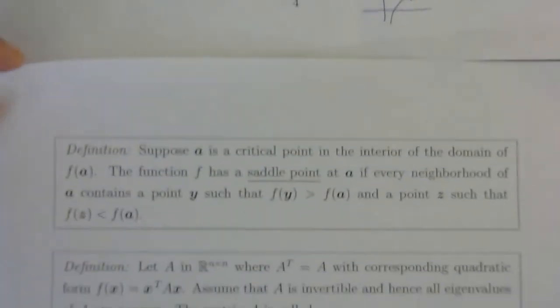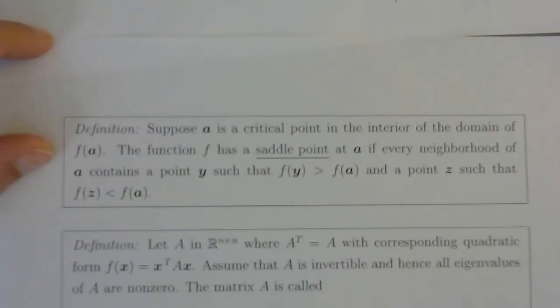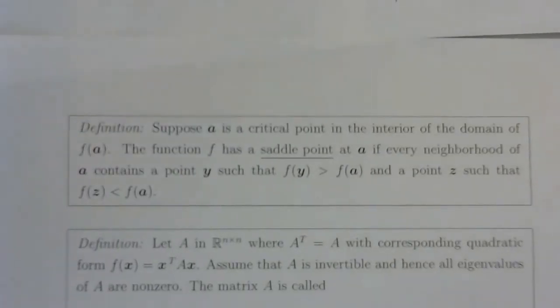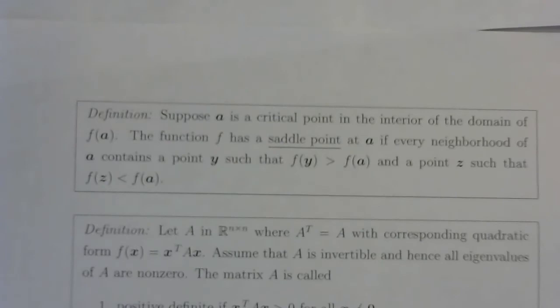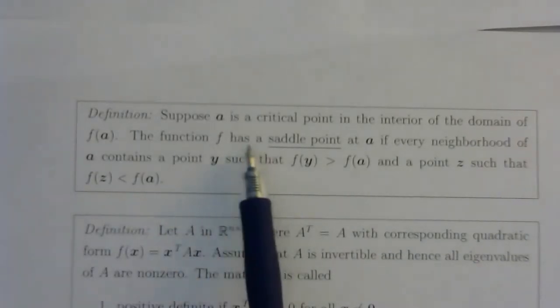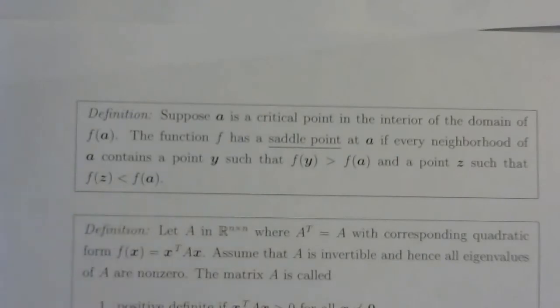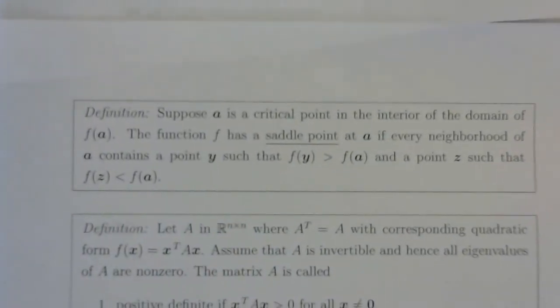So if a is a critical point in the interior of the domain of f, so not on the ends if we have some domain for the function, because then the idea of a neighborhood, you know, when we write neighborhood, it's kind of loose, but what we would mean in more rigorous mathematics is an open set, and we can't define that on the boundary of a domain. So let's say we're in the interior of a domain, so we have an open set around this point a, then f has a saddle point at a if every neighborhood of a has some points that are greater than f of a and some points that are less than f of a. So it's a critical point, but it's not a max or a min.